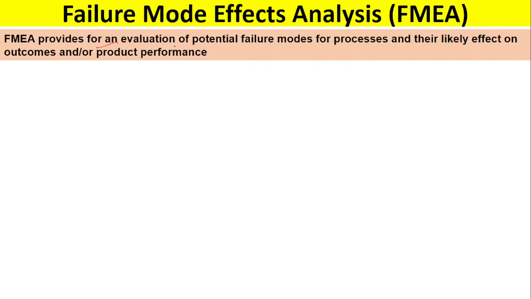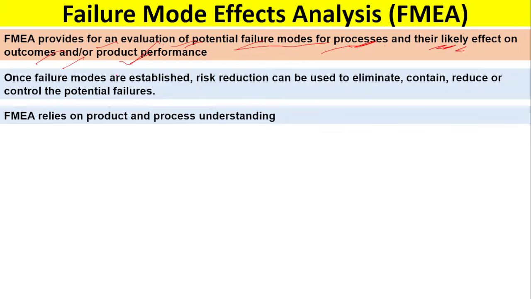FMEA provides an evaluation of potential failure modes for processes and their likely effect on outcomes and/or product performance. Once failure modes are established, risk reduction can be used to eliminate, contain, reduce, or control the potential failures.